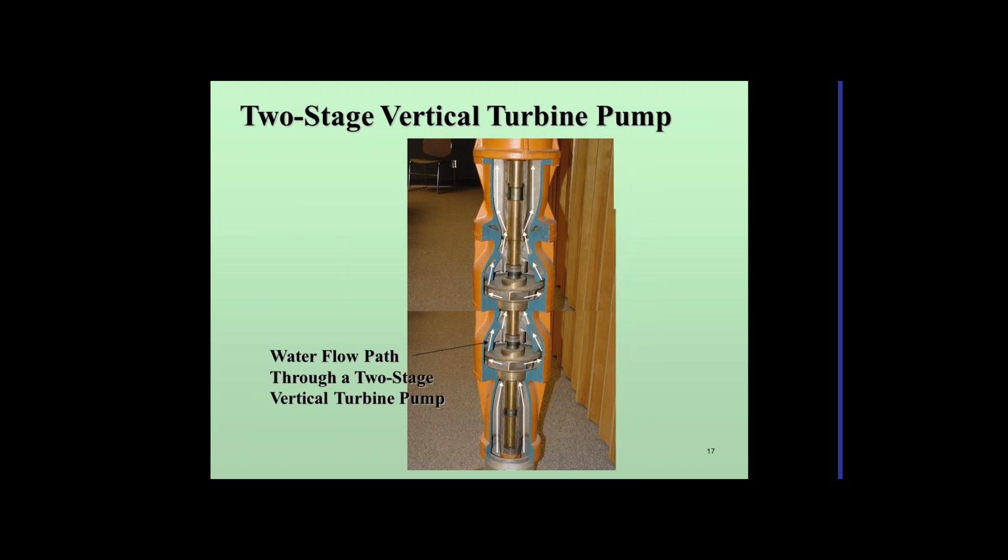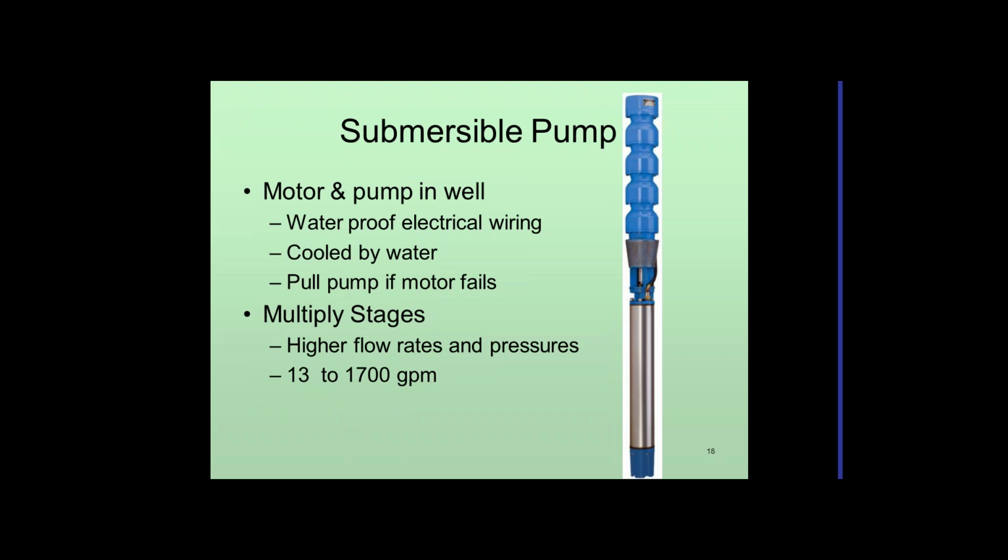Here's an example of a 2-stage pump with arrows on it, so you can see how the water pattern comes. It's going to come in the bottom here, up through this impeller, out, work on it, up through the next impeller, out, and then up to the surface. And you can see the shaft running down through that.